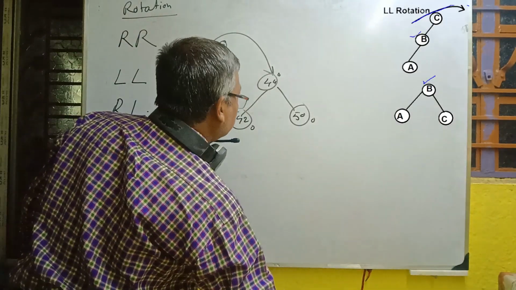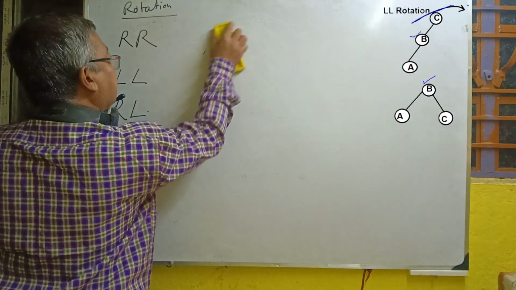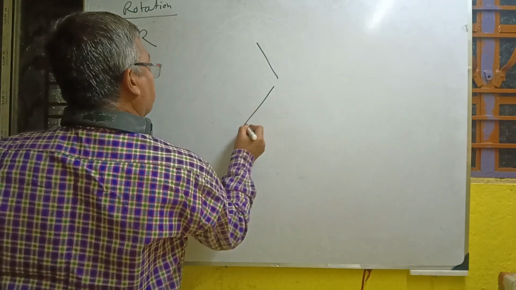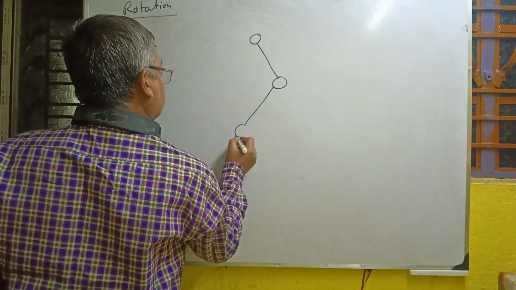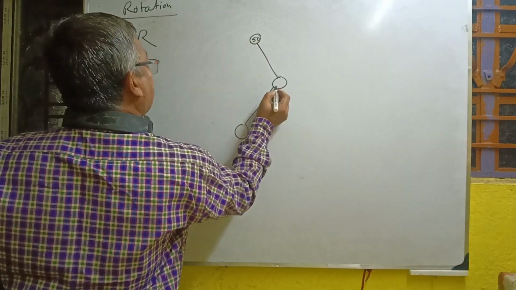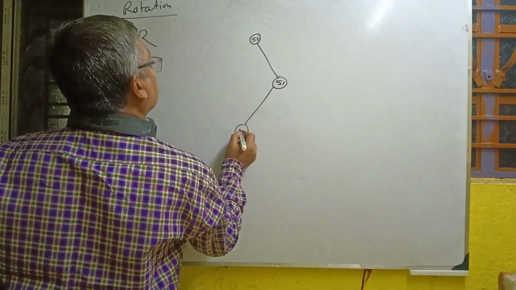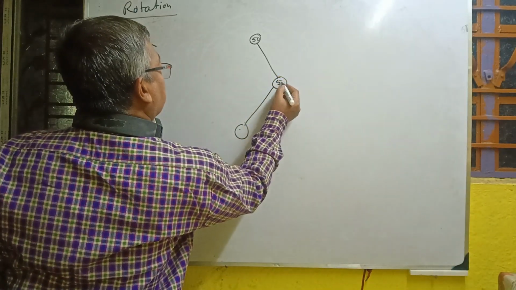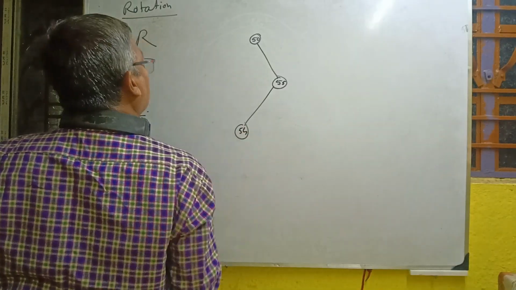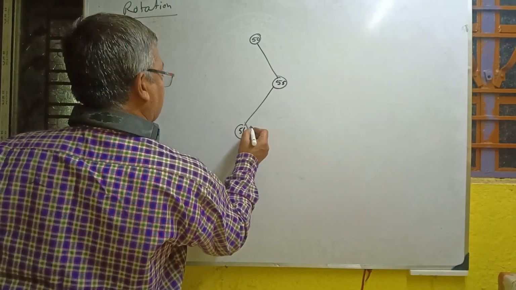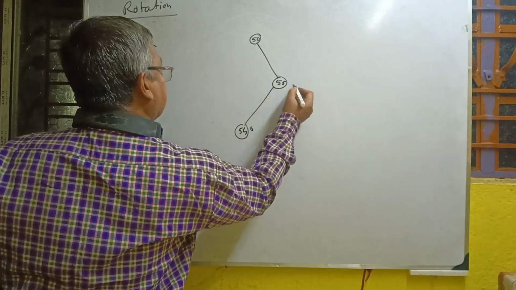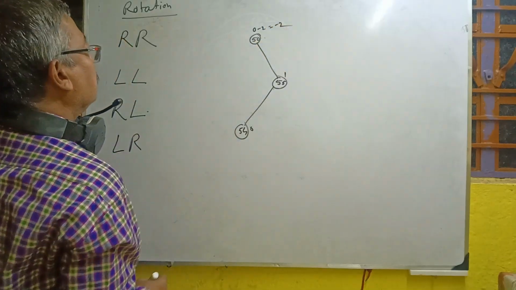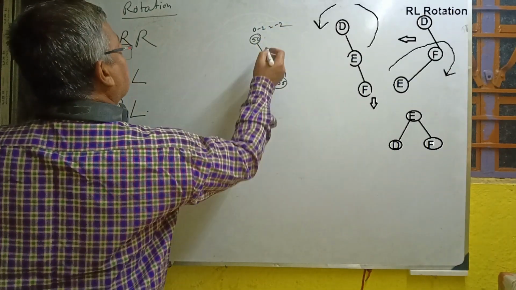RL rotation, I have already shown the RL rotation. Now please see RL rotation again. R means right, L means left. Suppose this is 50, on the right side 51, left, sorry, 55, suppose 54. Now if we check the balance factor, it is 0. If the balance factor is 1 minus 0, that is 1. It had 0 minus 2, that is minus 2. Now see the balance factor here is minus 2.